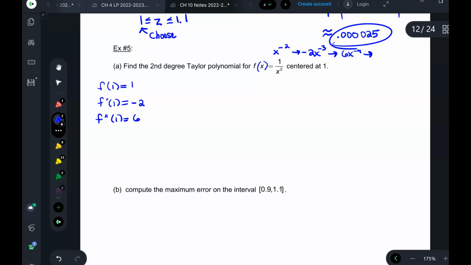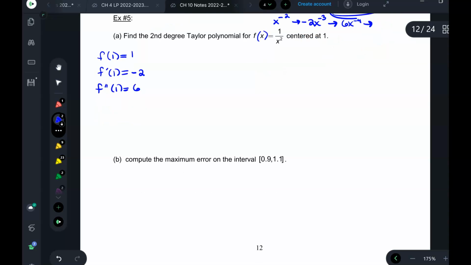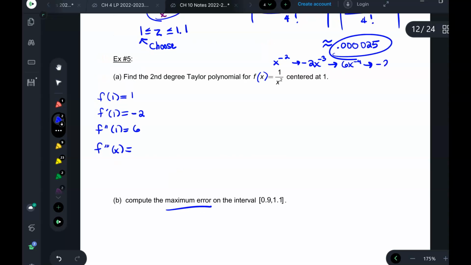F double prime of 1 is going to be 6. And then another derivative, just because we're going to do the maximum error bound below. The third derivative is going to be -24. We're going to need that for the error bound. The maximum error bound is the same as Lagrange. It's named after Lagrange, but you'll see it on the AP exam as Lagrange or maximum error bound. They're one and the same.